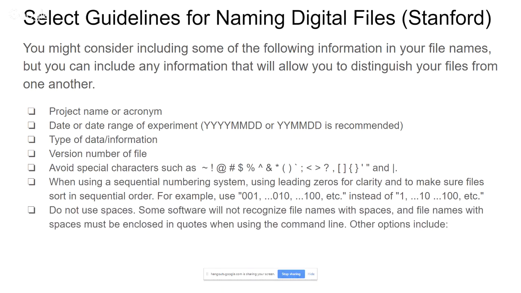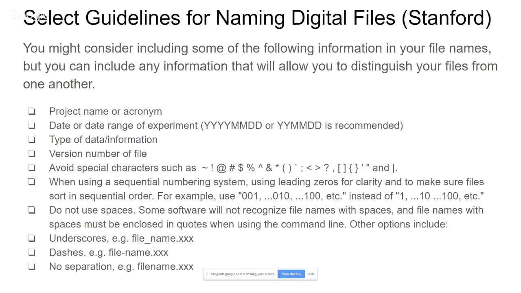Spaces are not suggested, as a lot of software won't recognize spaces. Again, all this is fine if you stay within Google, but if you download, want to open in Acrobat, Word, those kinds of things, sometimes spaces can be an issue. So one thing they suggest is to use underscore, so file underscore name. Let's see, dashes can be a great one. File dash name, just no separation, file name, no spaces.